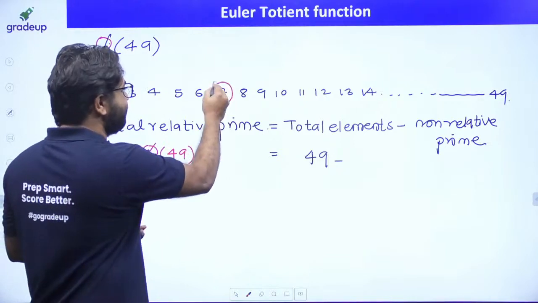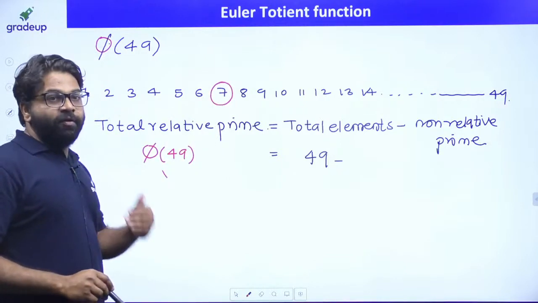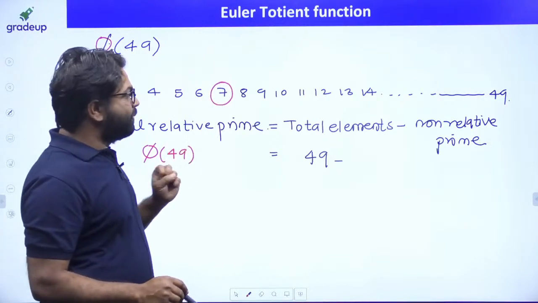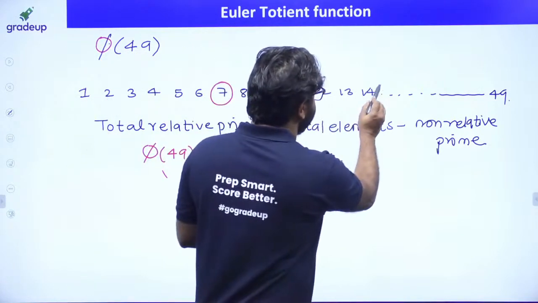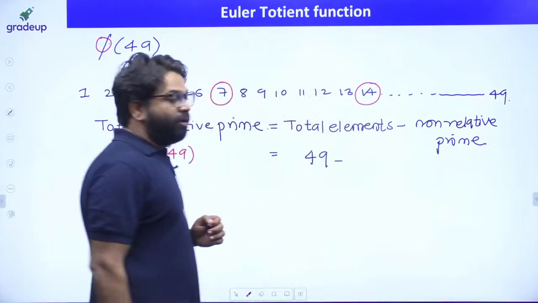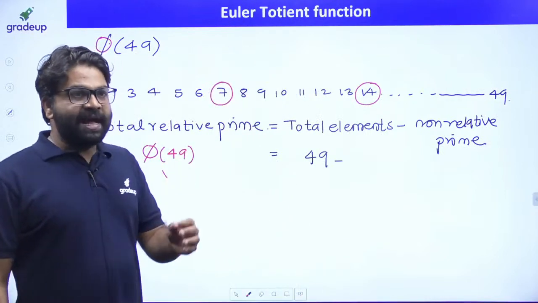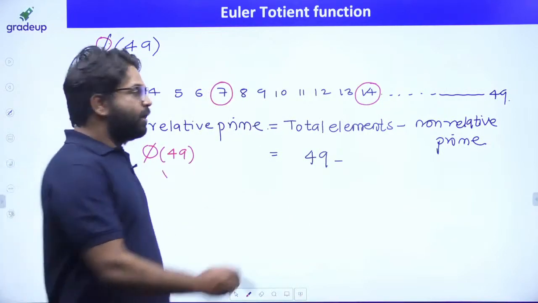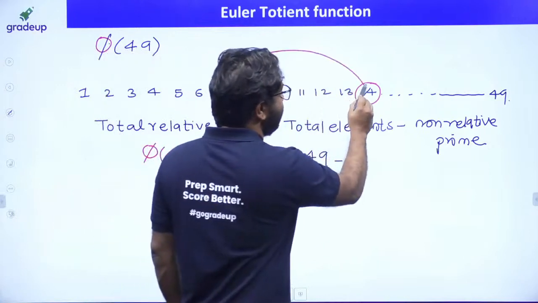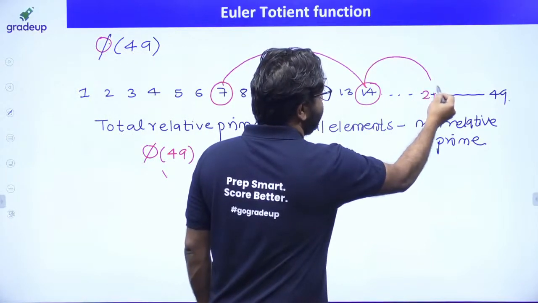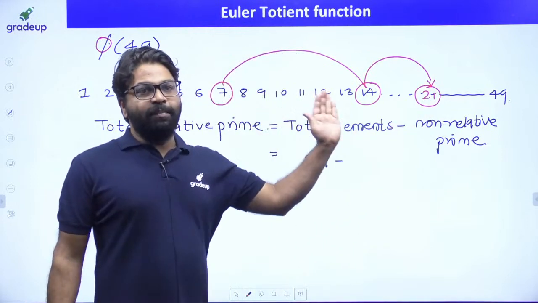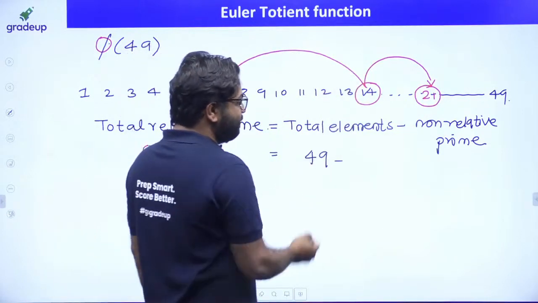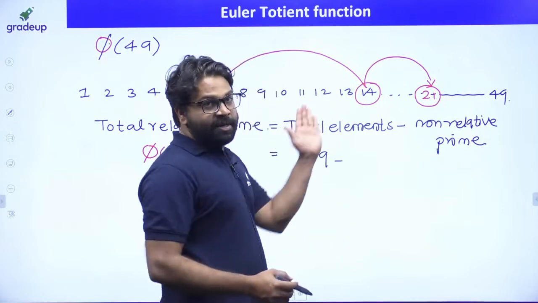As you can see, 7 is a non-relative prime, and next, 14 will be a non-relative prime. It is taking a jump of 7. From 7 to 14, and the next one will be 21. So the non-relative primes take a jump of 7, and the total number of elements is 49.